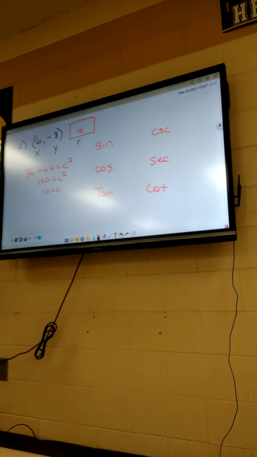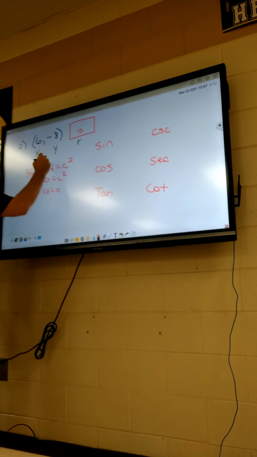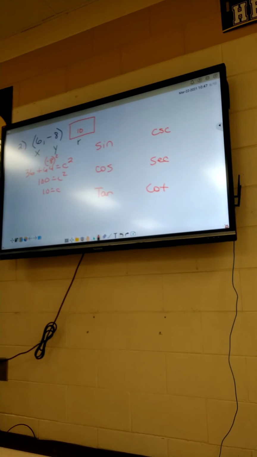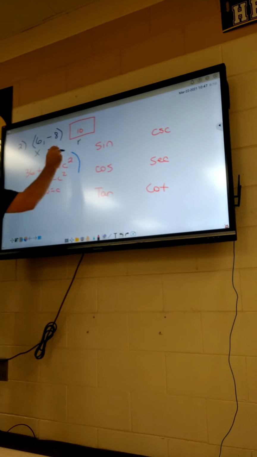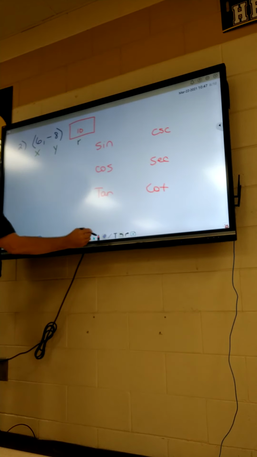Now, one place y'all might have made a mistake: if y'all did negative 8 squared and forgot to put it in parentheses, that might be how y'all got negative 28. Okay. All right, so y'all watch how easy this one's going to be.